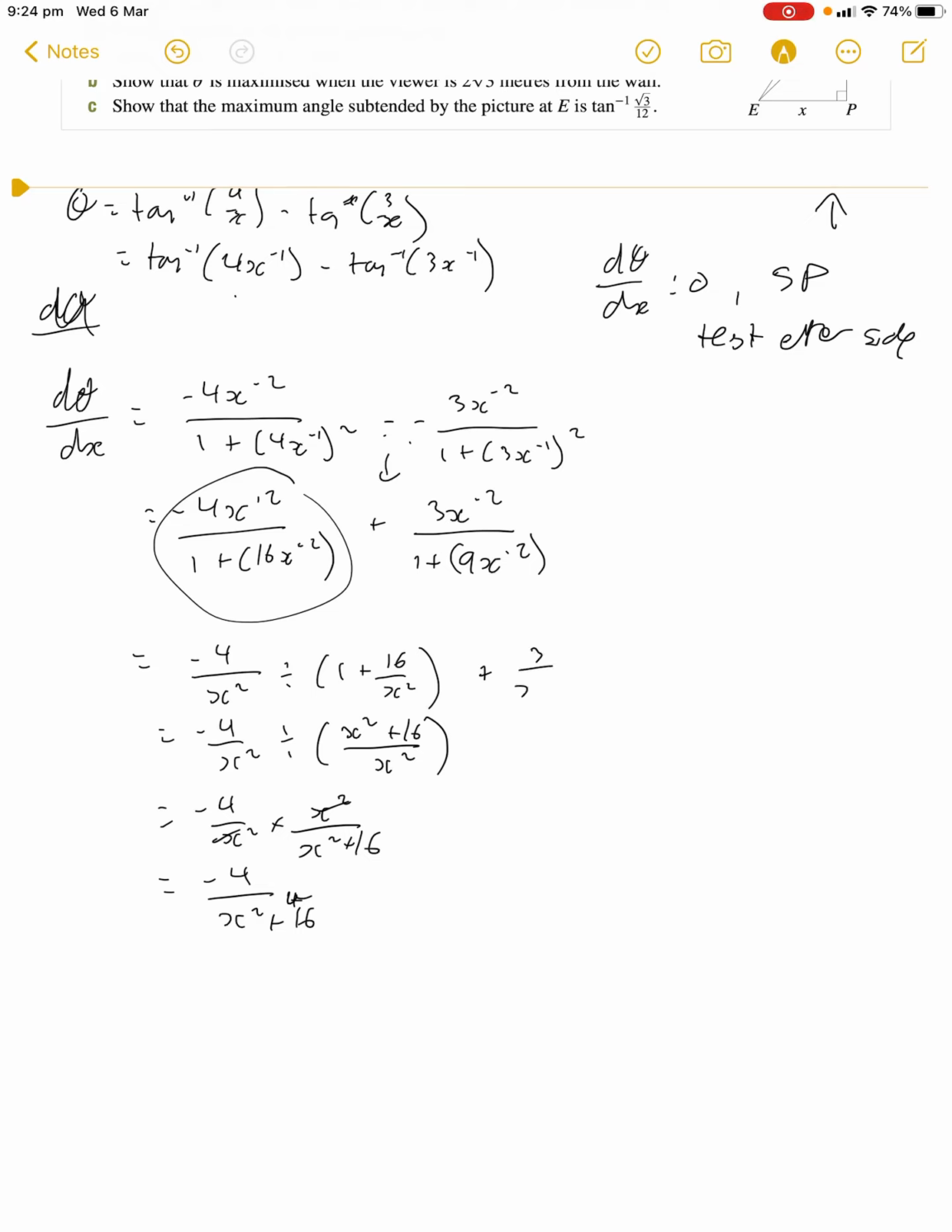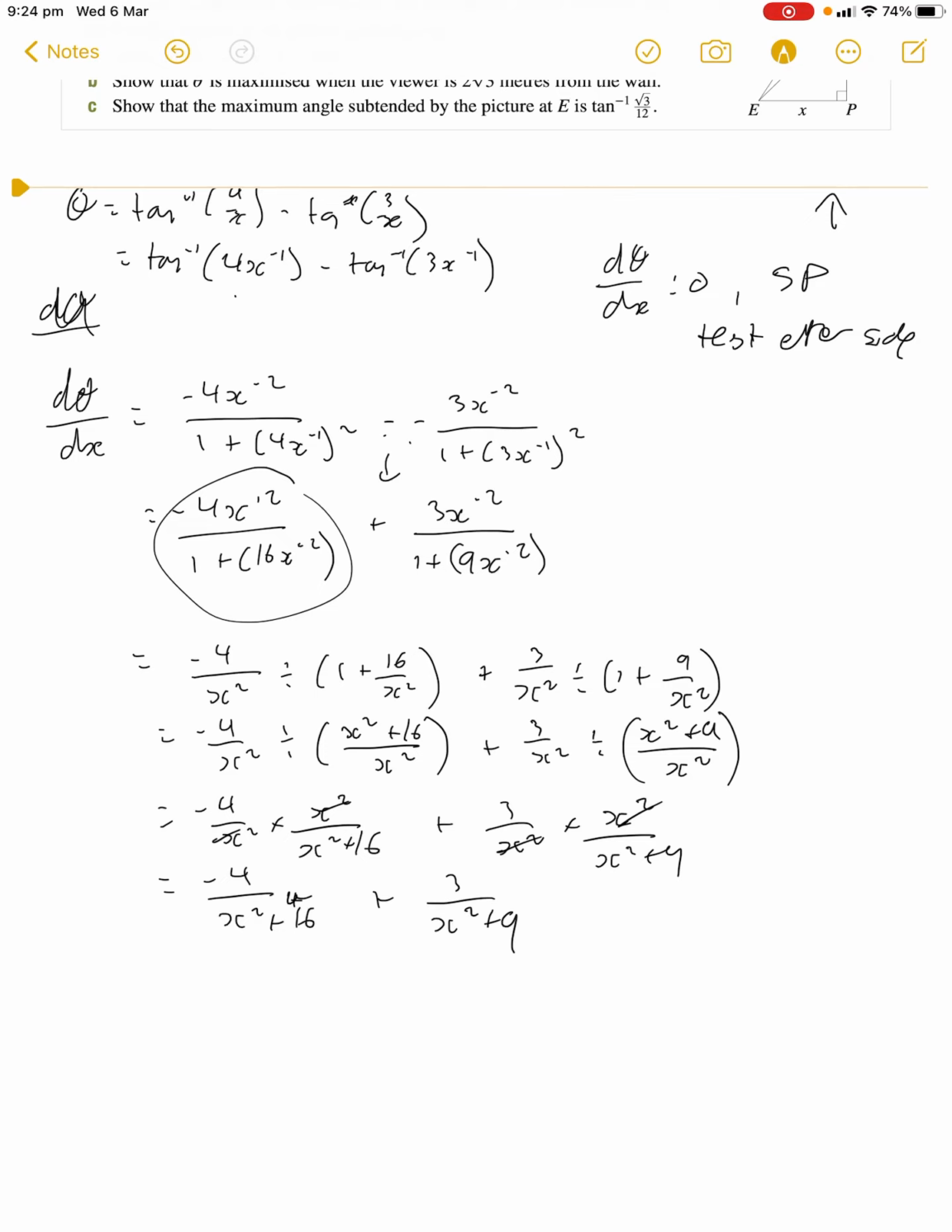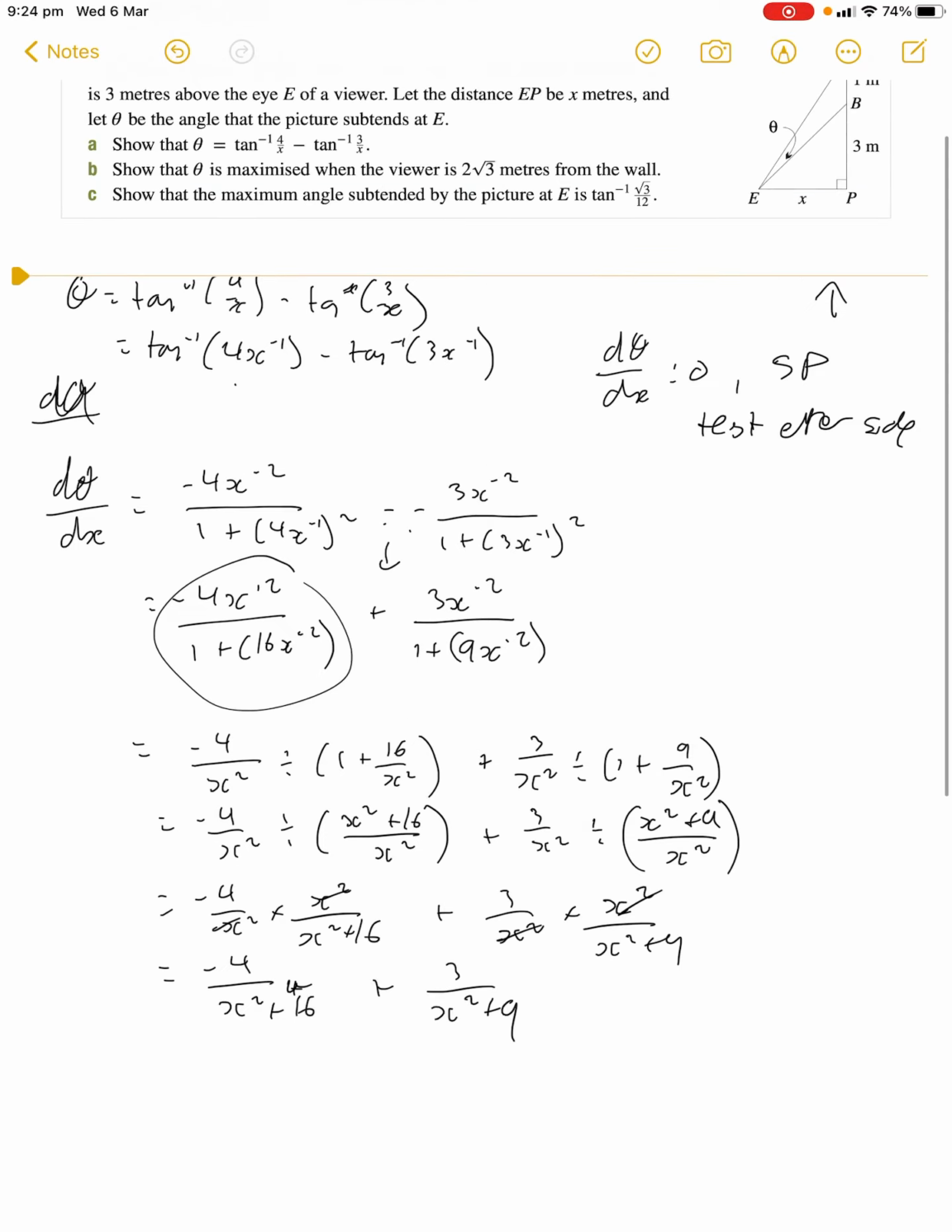Plus 3 over x squared divided by 1 plus 9 over x squared. Same thing: plus 3 over x squared divided by, getting that common denominator, x squared plus 9 over x squared. Times, flip it, just like what we did to the other side. A lot of similarities in these questions here. Over x squared plus 9. We're good, we found the derivative.